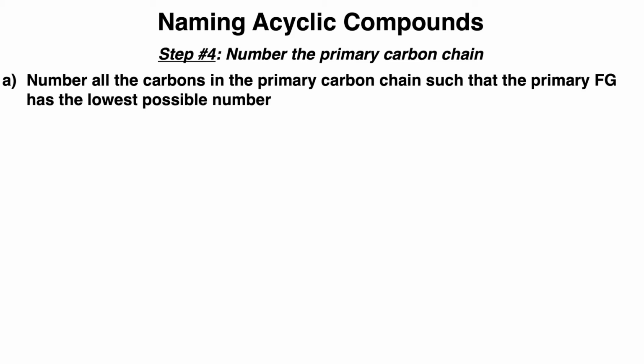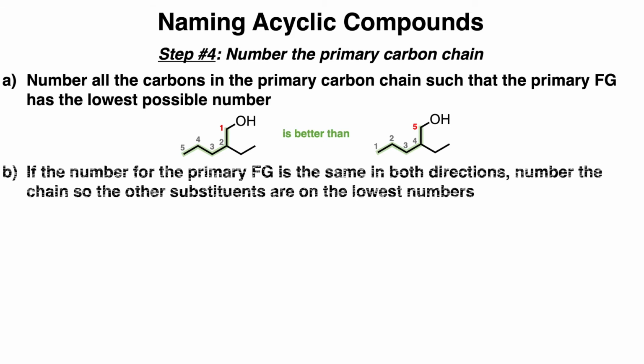Step 4 is to number the primary carbon chain such that the primary functional group is on the lowest number possible. For example, the first molecule where the alcohol group is on C1 is better than the second molecule where the alcohol group is on C5.